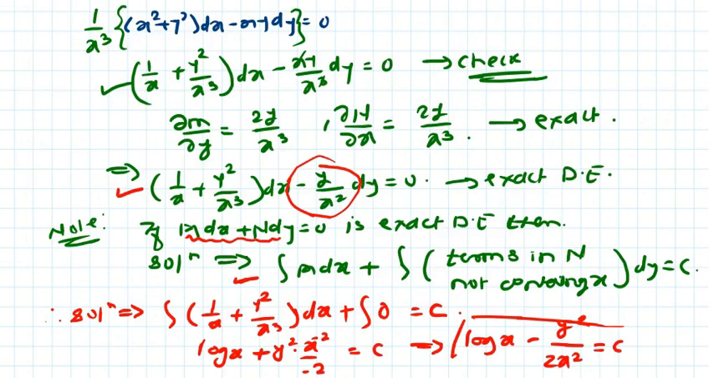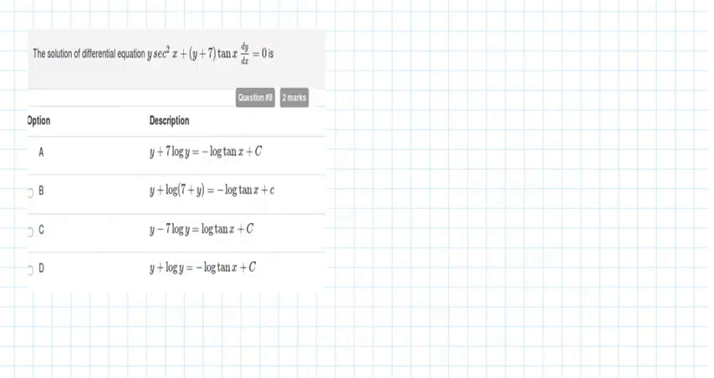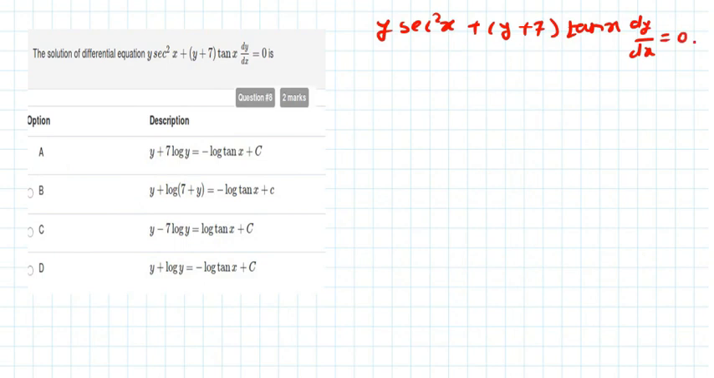So we'll see the next question. Find the solution of the differential equation y sec square x plus y plus 7 tan x dy by dx equal to 0. This is the given differential equation, we need to find its solution. I can clearly see the terms of x and terms of y are separate, so we can convert this to variable separable form.